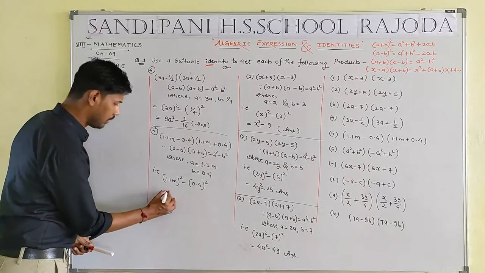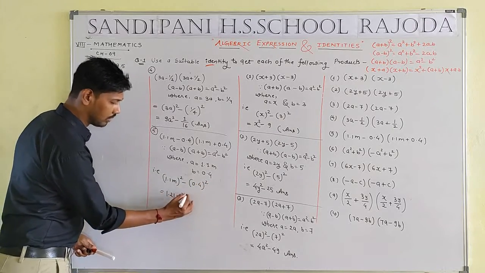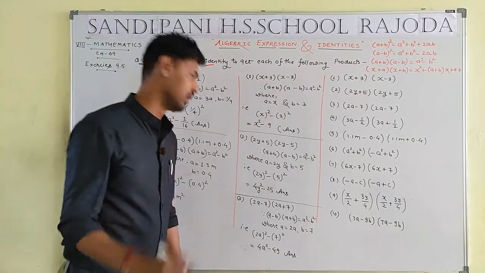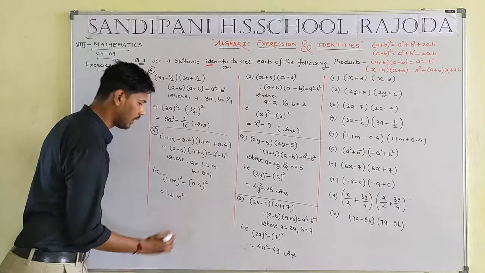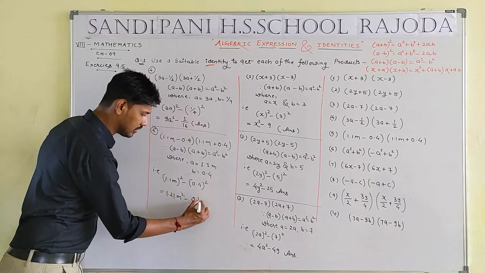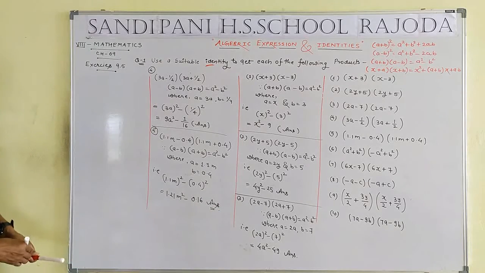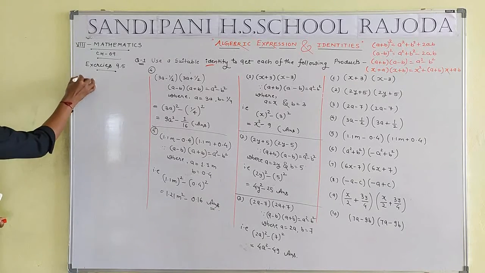1.1, that means 1.21. Student, 11 into 11 will be equal to 121 and 4 fours are 16. Okay, that is the solution for question number 5. Now we take question number 6.